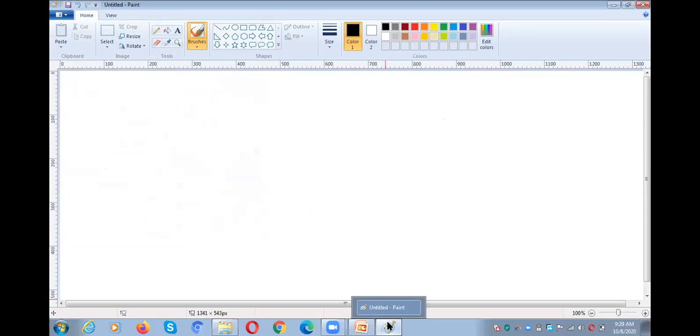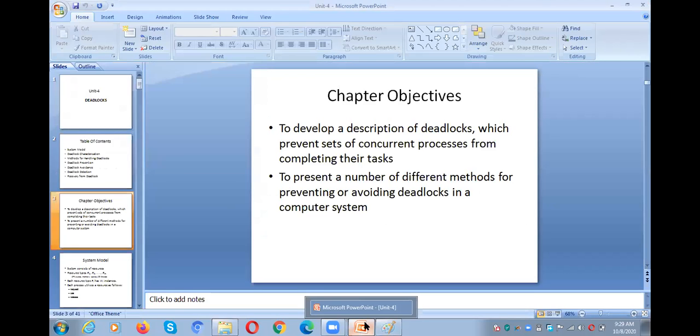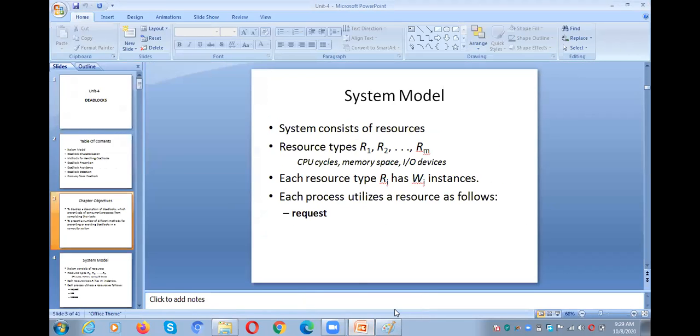So because of the concurrent execution, the process cannot complete its task. Okay. And next, what is a deadlock? And then what is a system model?